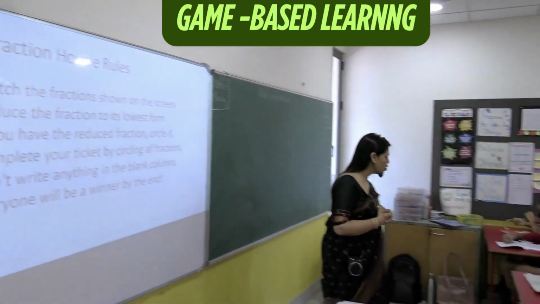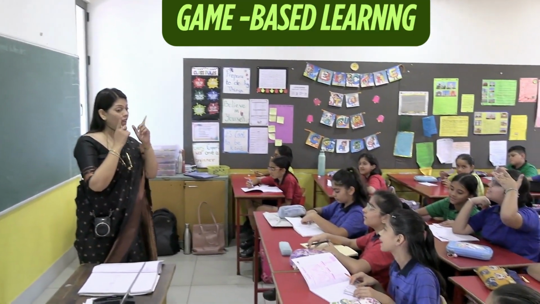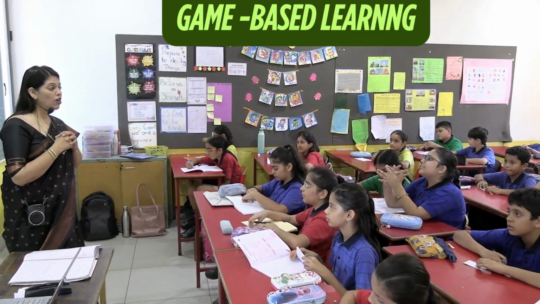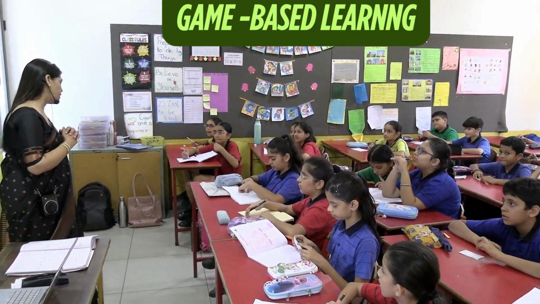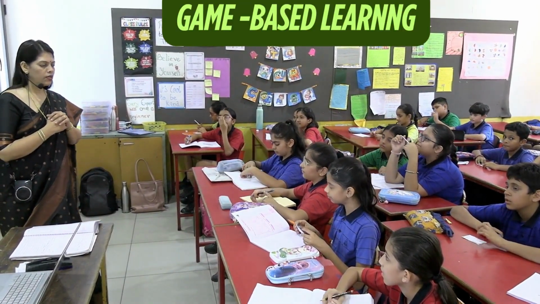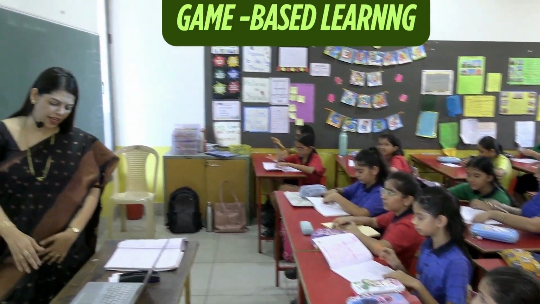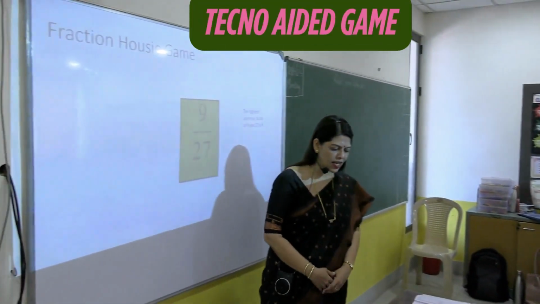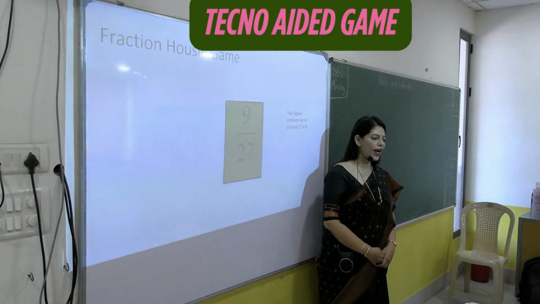So everybody wants to win? Yes. So you have to be careful. If you miss out on a fraction, you will not be able to win first. So you have to be very careful. Okay. Now we begin. So the first fraction you see is 9 upon 27.